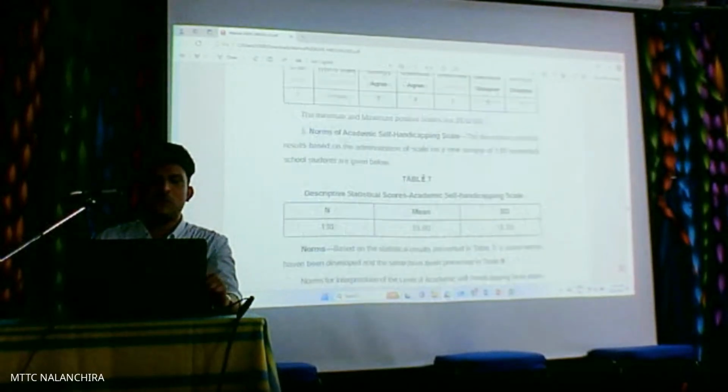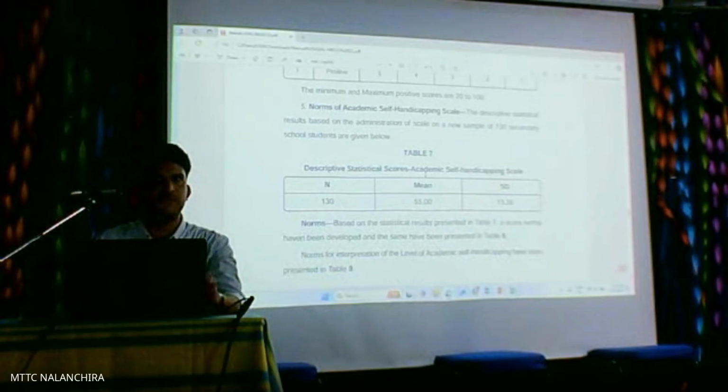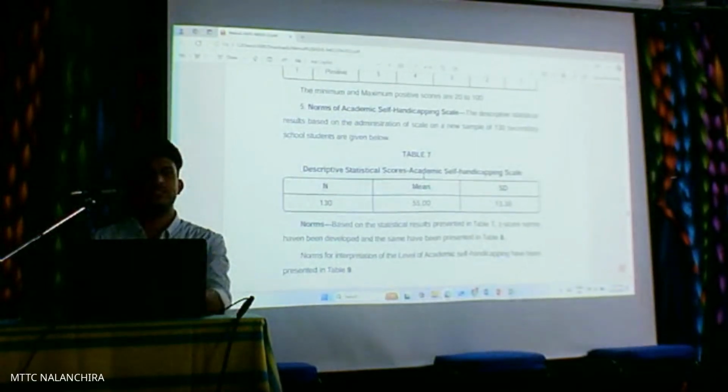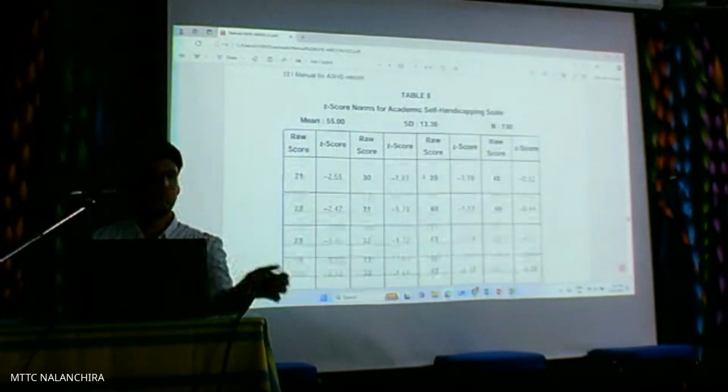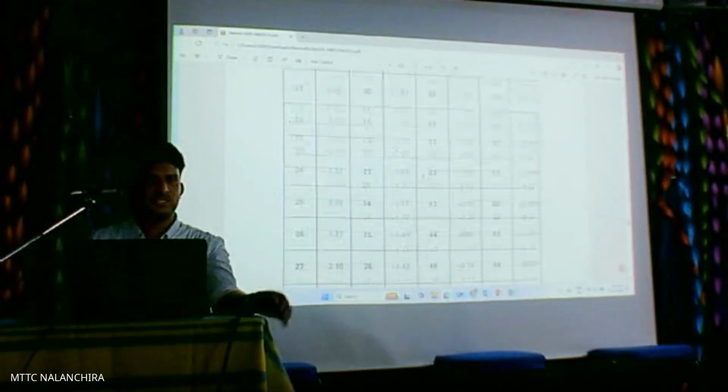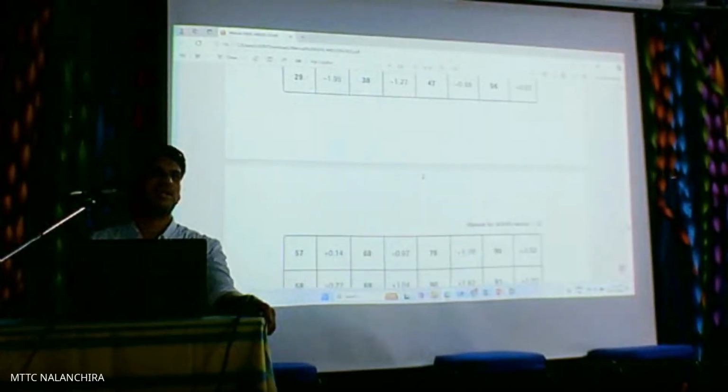Finally, we have the norms of the test. For the norms, again with 113 participants, we conducted the test and computed the mean and standard deviation, based on that the Z-score. This is the overall process of scale development.